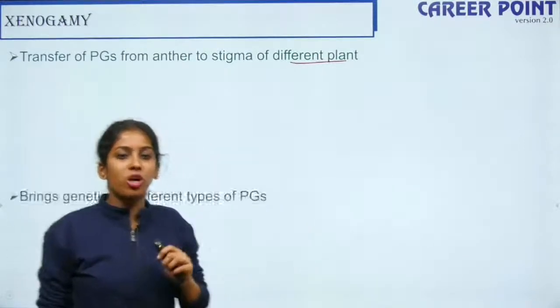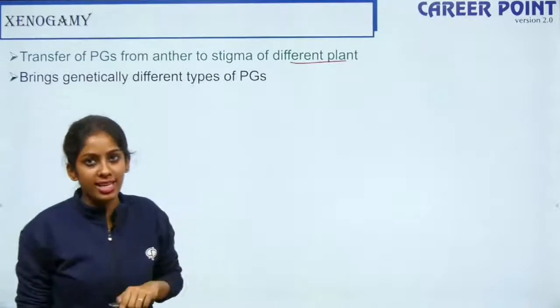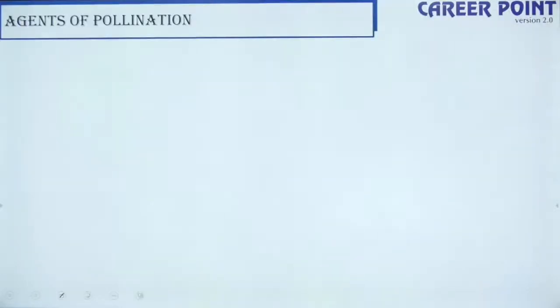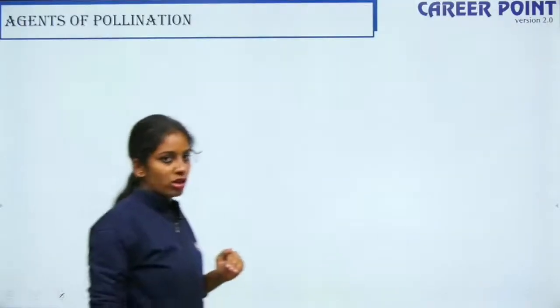Alright. So now you understood what is autogamy, geitonogamy and xenogamy. Yes. So this brings genetically different types of pollen grains. Okay, now we are done with the types of pollination.